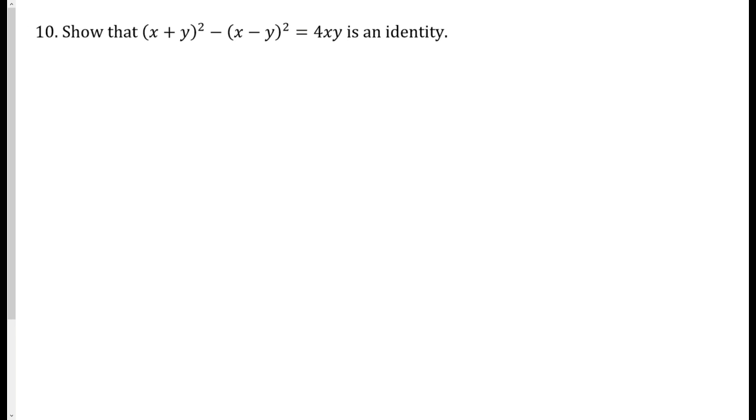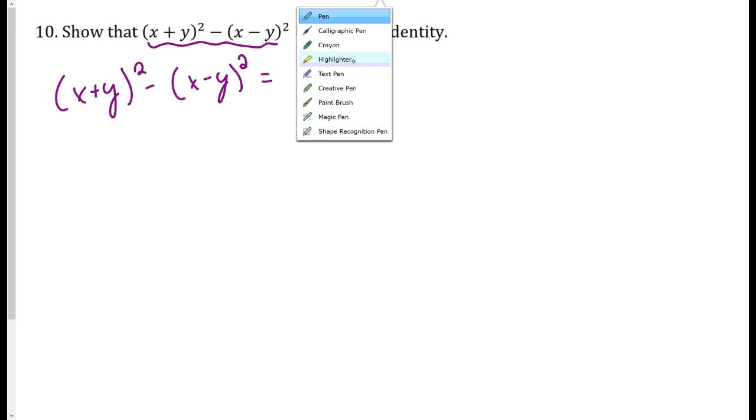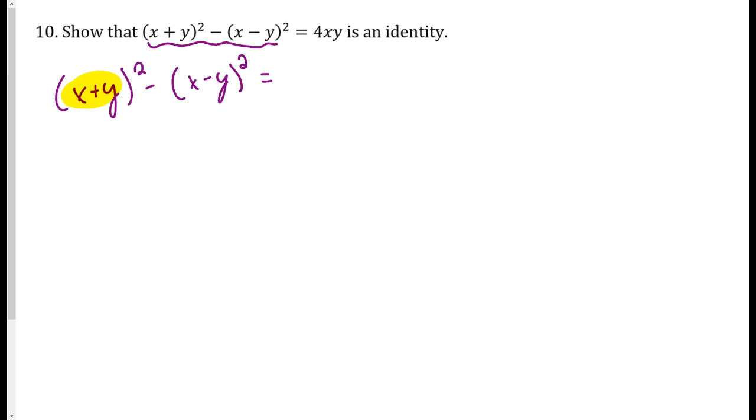And finally, show that this is an identity. Hopefully you remember this because we did this in class. It was on the homework for lesson 6. Show that this is an identity. I'm going to start with this side, and I want to make it look like 4xy. So there's 2 ways to do this question. You can look for and make use of structure and say, oh, wait a minute, that's something squared minus something else squared. So I can use the difference of perfect squares identity.